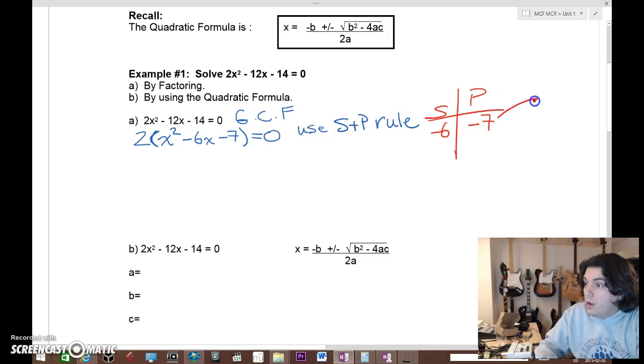Now, the question is, what can we multiply together to get negative 7? Well, negative 7 is a prime number, so the only options are negative 7 and 1, or 7 and negative 1.